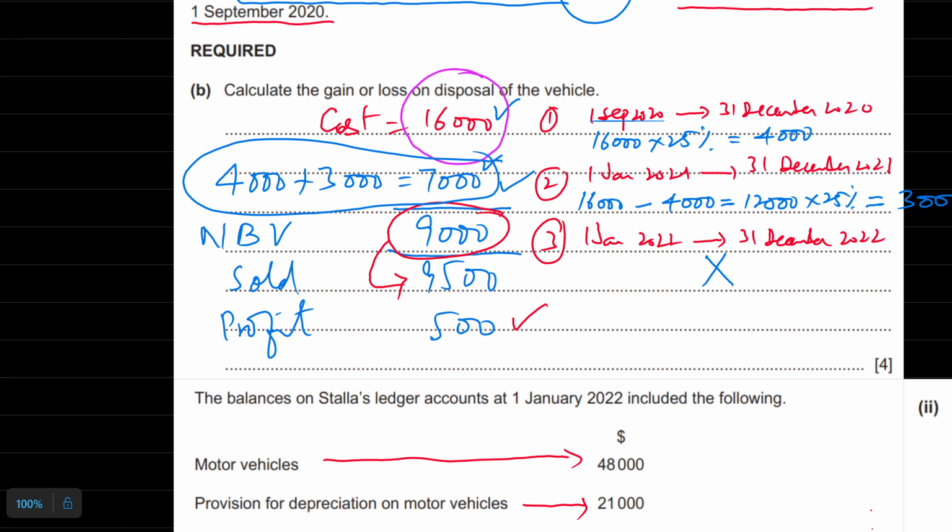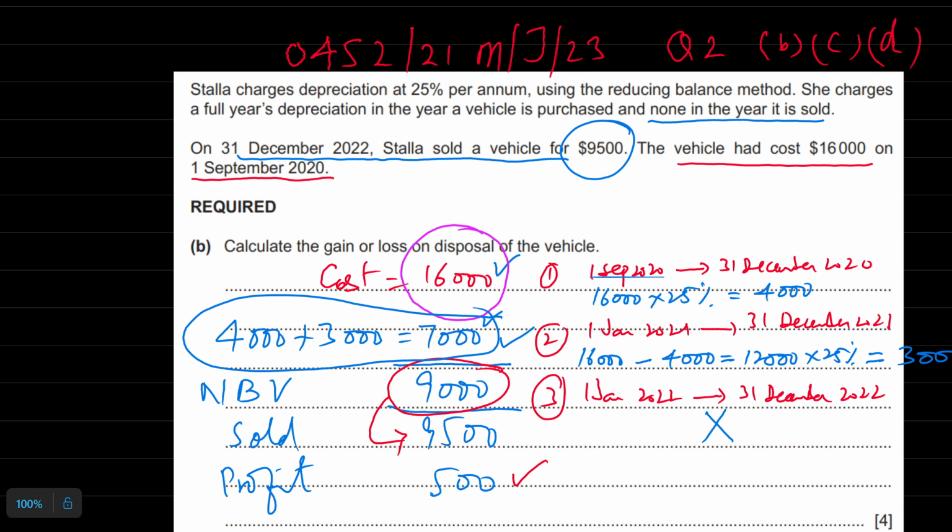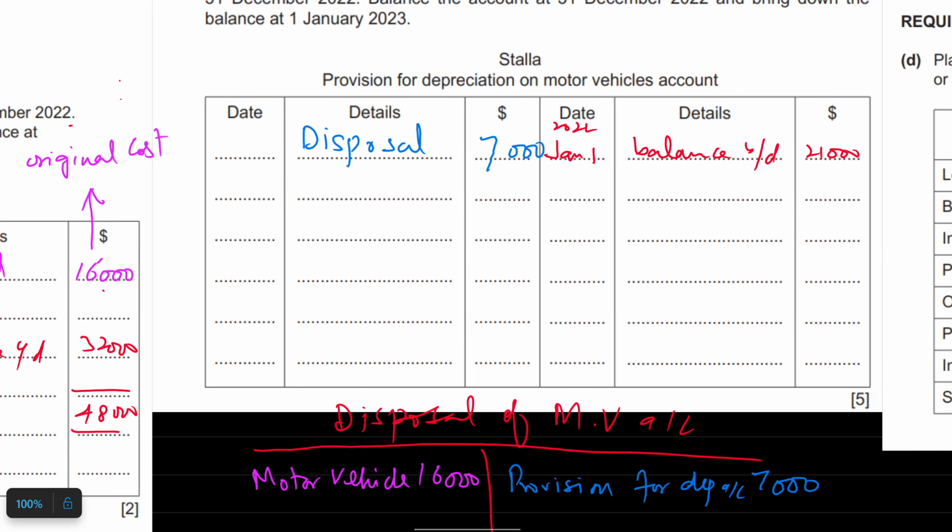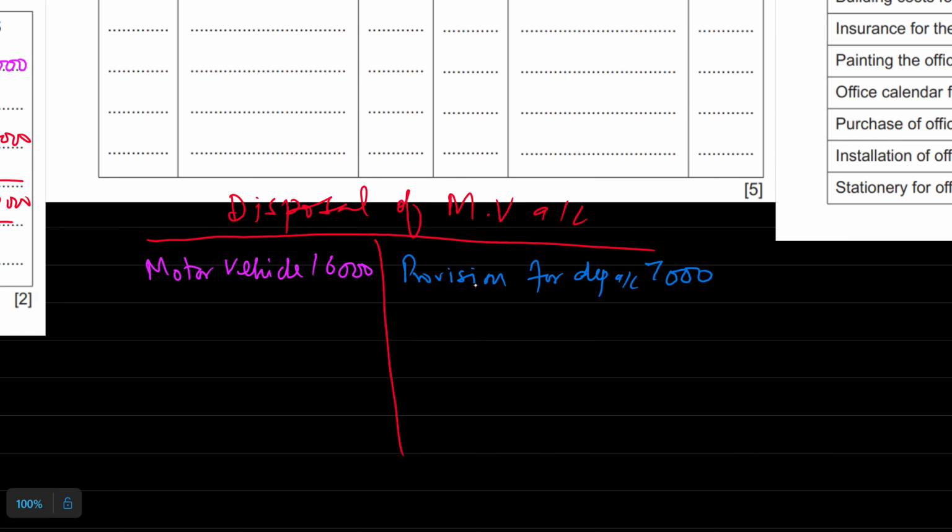Because this asset was sold for 9,500, it is not mentioned in the question whether it was sold by cash or on credit. In this situation we will write here bank.